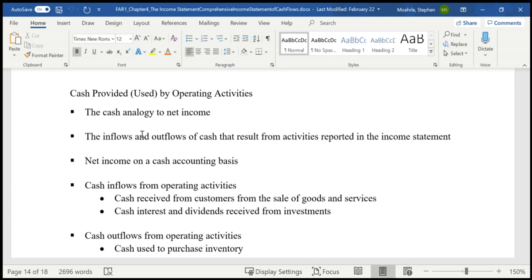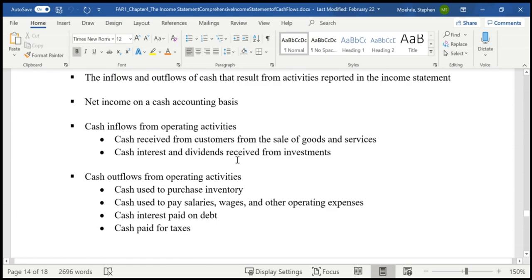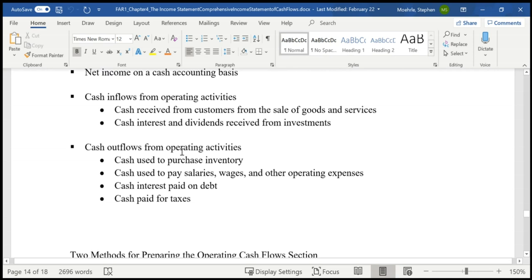Cash inflows from operating activities include things, again, like cash received from customers for the sale of goods and services, cash interest and dividends received from investments. Cash outflows from operating activities include things like cash used to purchase inventory, cash used to pay salaries, wages, and other operating expenses, cash interest paid on debt, cash paid for taxes. These are all examples. This is not an exhaustive list by any stretch.